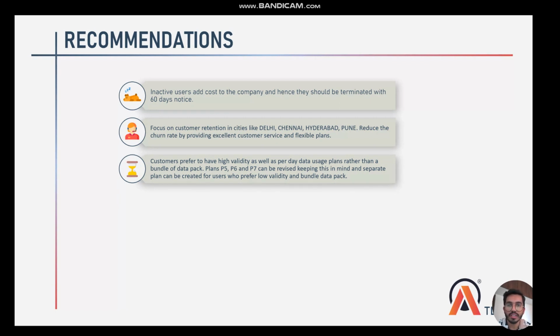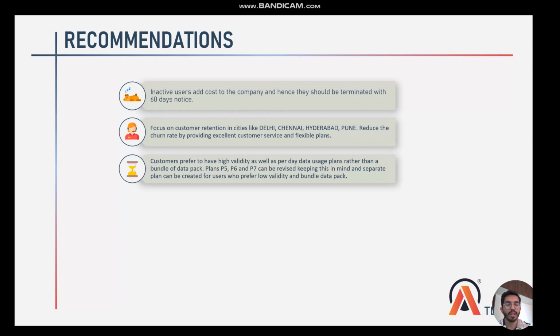Next, we see that customers prefer to have high validity as well as per day data usage plans rather than a bundle of data pack. Amongst the 13 plans, out of which 3 were assumed to be discontinued and the other 3 were added, for plans 5, 6, 7, it was observed that if you have a high validity plan, going above a month, and you are providing a data pack based on per day usage and not a whole bundle pack, then the users are more likely to purchase that plan.